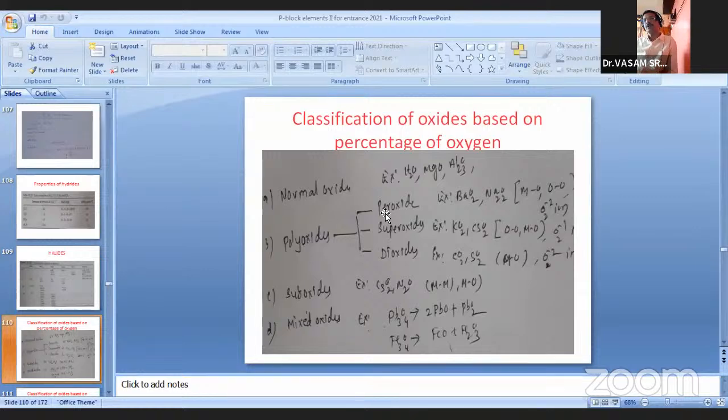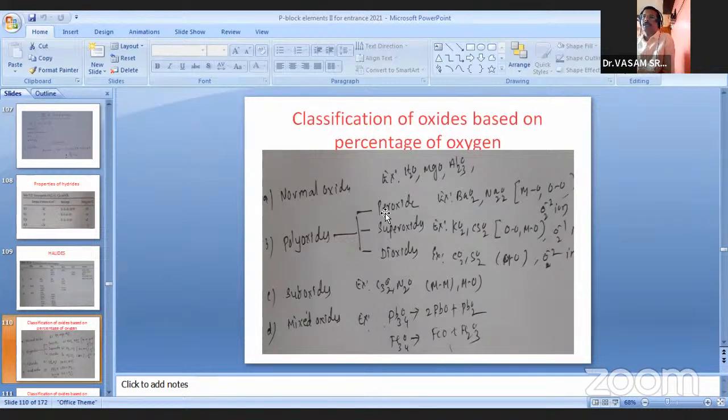You come to normal oxide. You know the normal oxides: H2O, MgO, Al2O3. These are all normal. Hydrogen monoxide, hydrogen oxide, or magnesium oxide, aluminum oxide. They are all normal oxides.